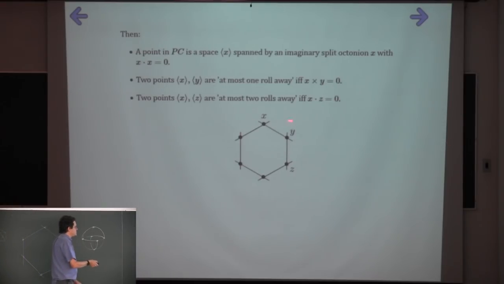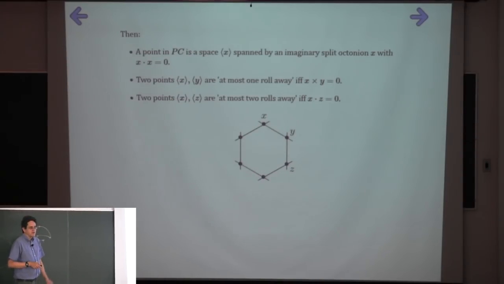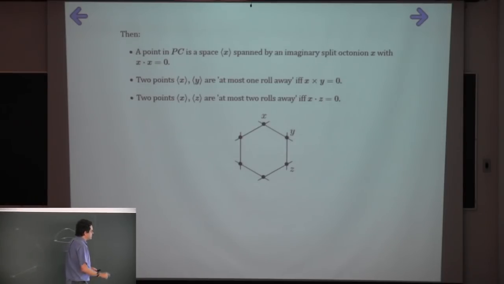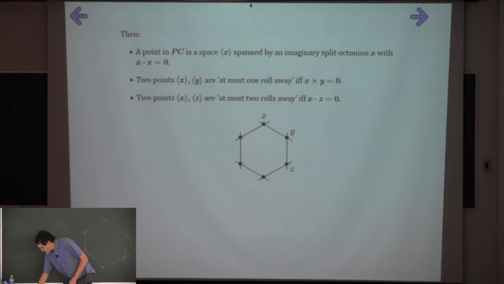And then 2 points will be at most 2 rolls away if and only if their dot product vanishes. In particular, it turns out that the cross product vanishing implies that the dot product vanishes. So the strongest condition is that x is equal to y, and then the next condition is that their cross product vanishes, and then the next weaker condition is that their dot product vanishes. But a typical point, a generic point, an open dense set of points, can only be obtained from x by 3 rolls, and then no such equation holds. So these are the ideas that connect the concept of the rolling motions to the algebra of the imaginary split octonions. You have to prove these things, but they're just calculations.